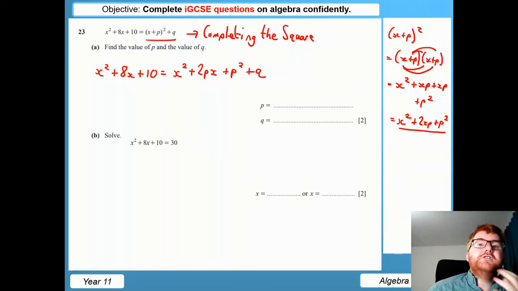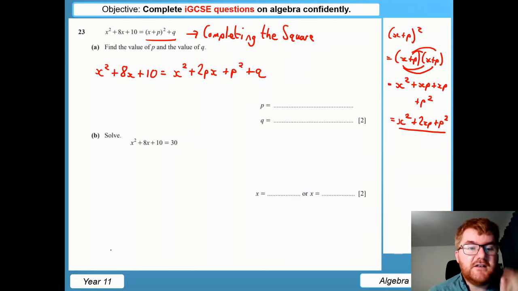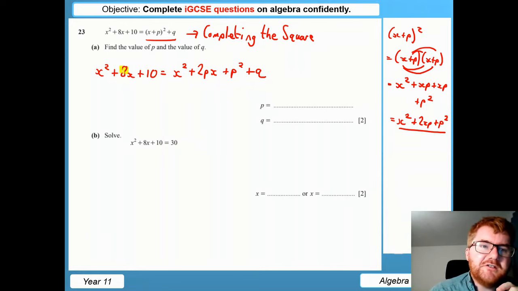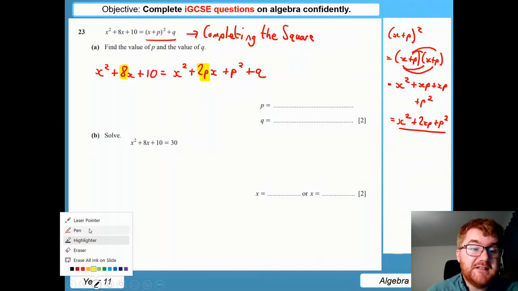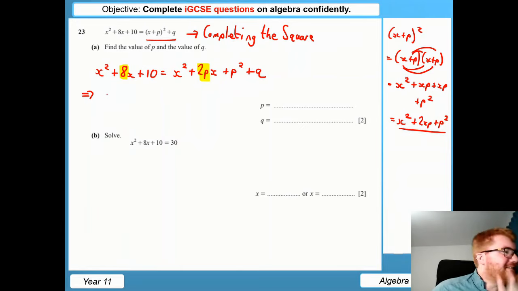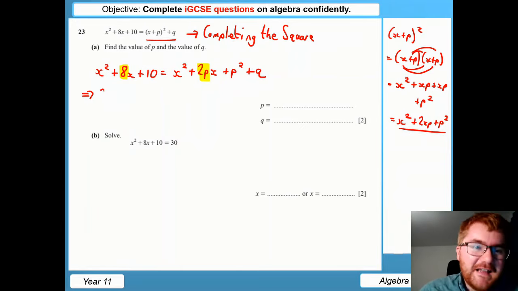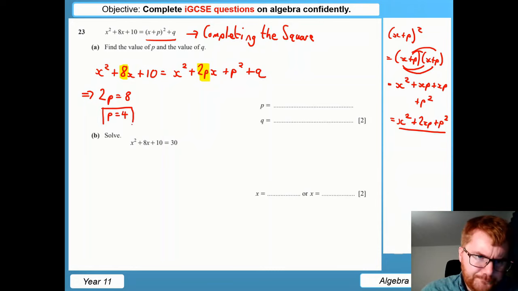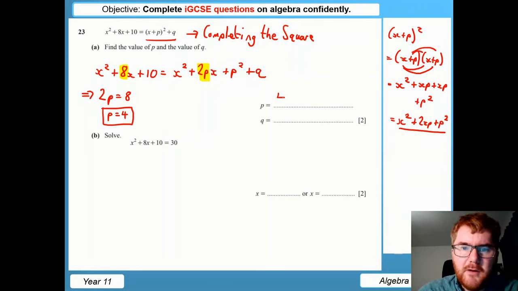Now what we're going to do here is something called equating coefficients. What do I mean by that? Well, I look at the coefficient of x here, which is 8. That has to be the same as the coefficient on the right-hand side, i.e. these two things highlighted must be equal to each other. Notice that this is always coming up, isn't it? So we get 2p is equal to 8, and therefore p must equal 4. So that's the easy one we can pop over there.